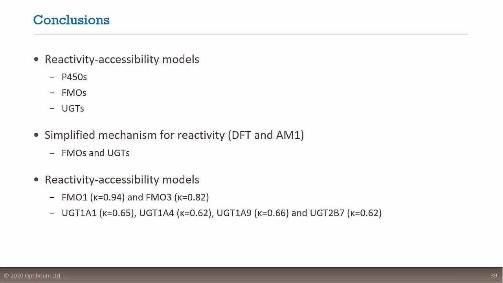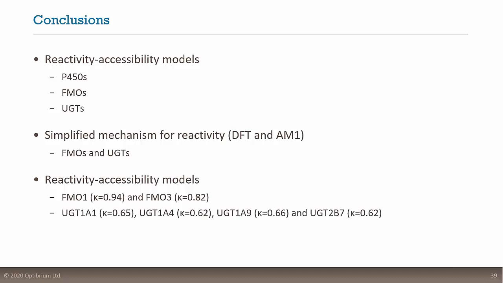As for conclusions, Optiprium now has reactivity accessibility models for P450s, and if I'm not mistaken, it is for 7 isoforms. There's 2 models for FMO isoforms, FMO1 and FMO3. And for UGTs, we have 4 models, UGTs 1A1, 1A4, 1A9, and 2B7. And today I presented to you the simplified mechanism for reactivity for FMOs and UGTs, and it is also our intent to publish this work.